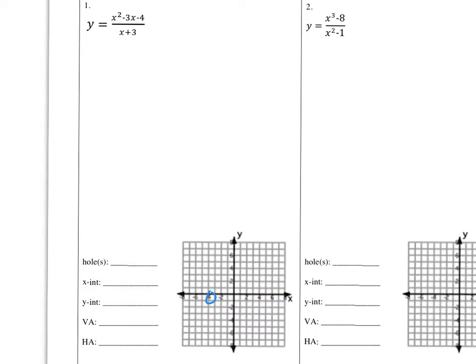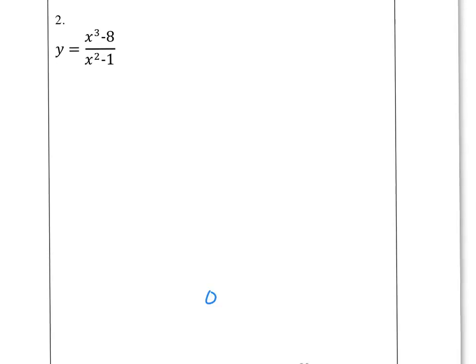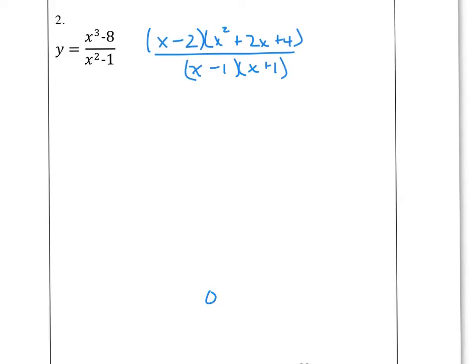Example number 2. With this one, I am going to start by factoring. I like to just do that to see if there are any holes. And by using the difference of two cubes, I have x minus 2 times x squared plus 2x plus 4. Remember your concept of SOAP. And then on the denominator, I have x minus 1 times x plus 1.